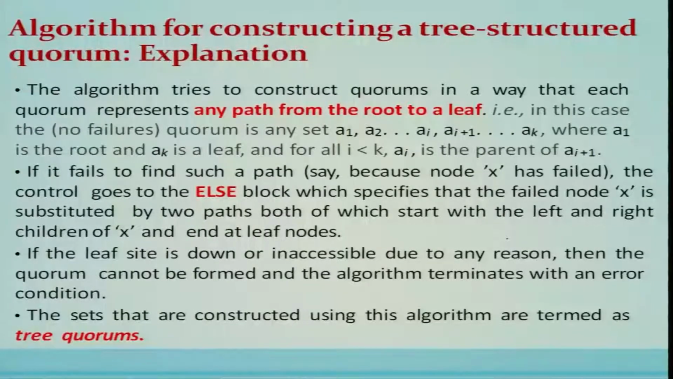If it fails to find such a path, the control goes to the else block of that algorithm, which specifies that the failed node x is substituted by two paths, both of which start at the left and right node. That we will explain. The sets that are constructed using this algorithm are called tree quorums.